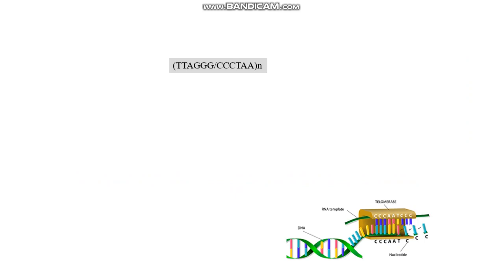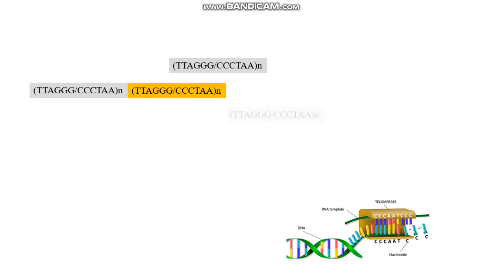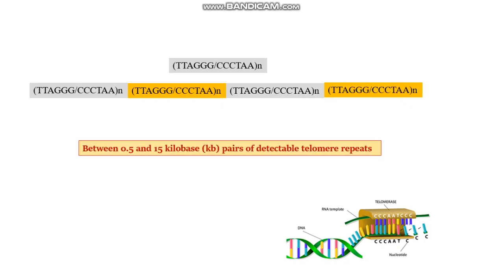It has been found that the telomere has a special sequence, and that sequence is repeatedly found at the end of the chromosome. This sequence varies from species to species, and this is the human telomere sequence, which is repeatedly found at the end of the chromosome. Usually the length of this telomere sequence is from 0.5 to 15 kb, and this length also varies from individual to individual.